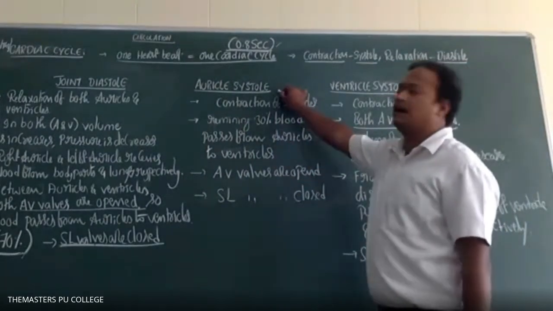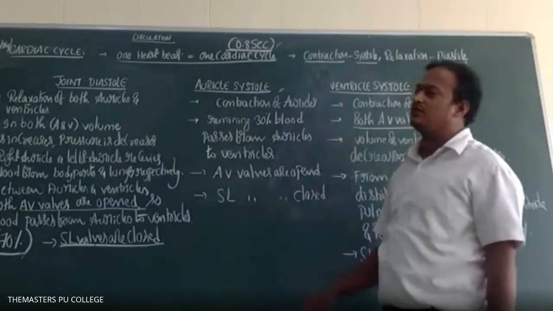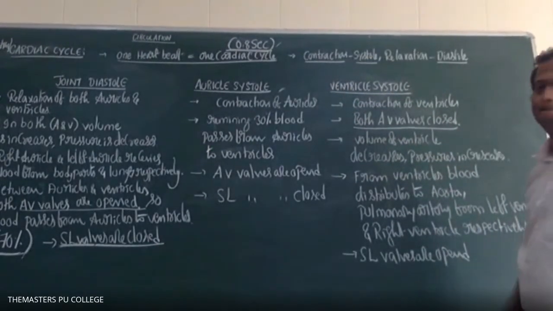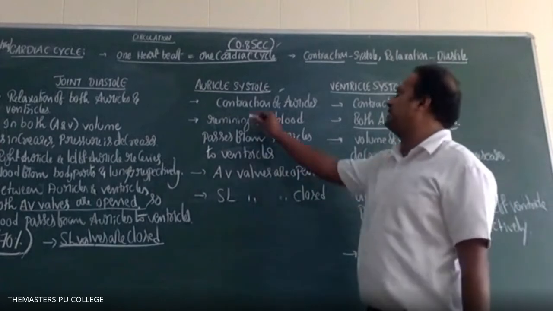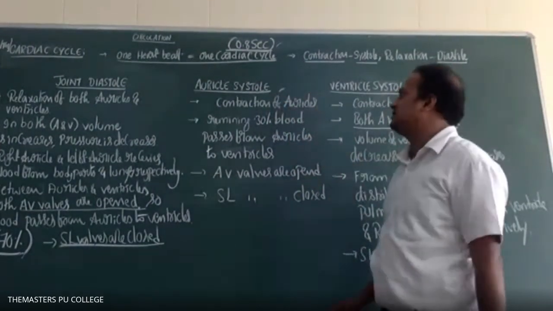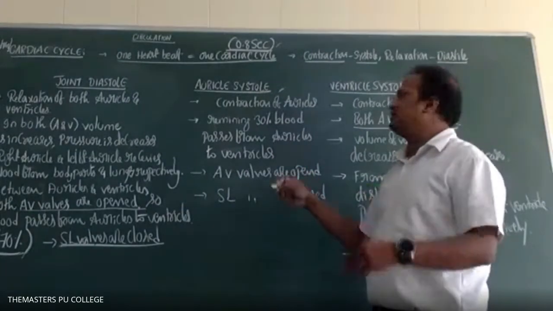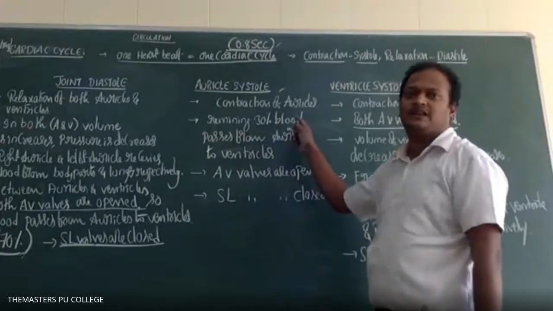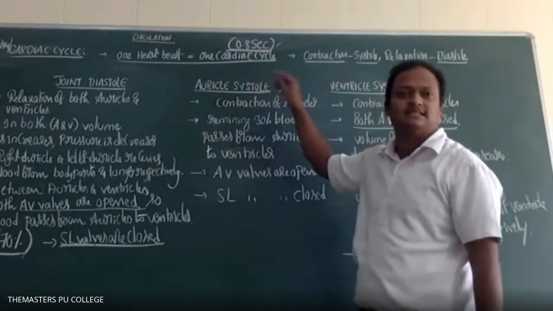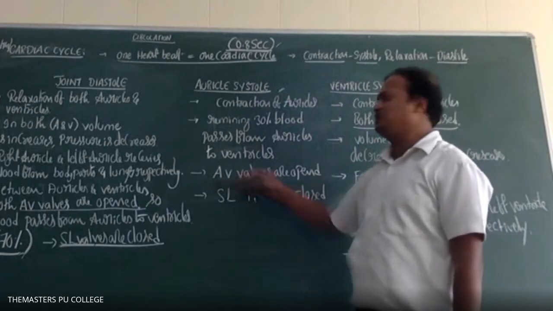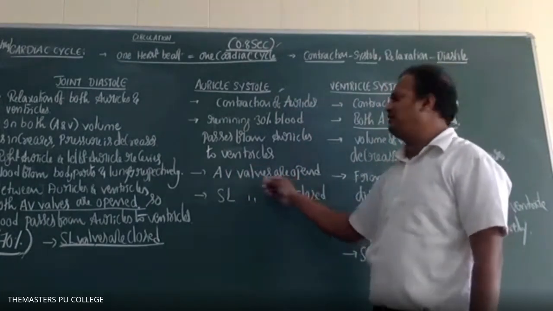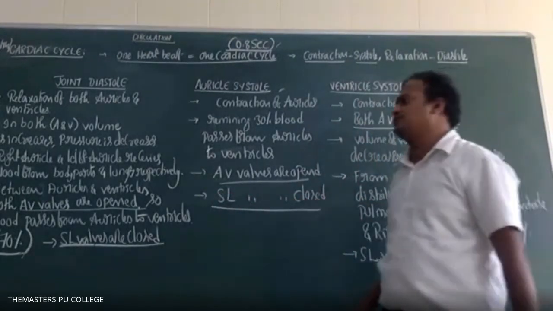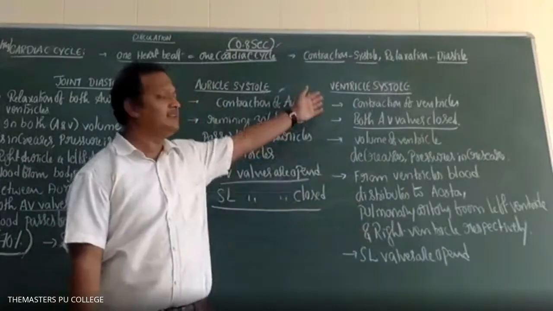Next, the second step is auricle systole. Auricle systole means what, students? Contraction of auricles or relaxation of auricles? Contraction of auricles. So the remaining 30% of the blood passes from the auricles to the ventricles in the auricle systole. Now, which valves are open? Obviously, AV valves are open. Which valves are closed here? SL valves. Right.